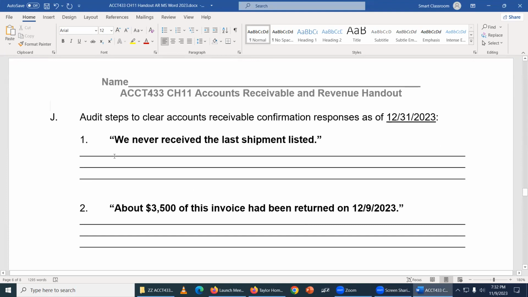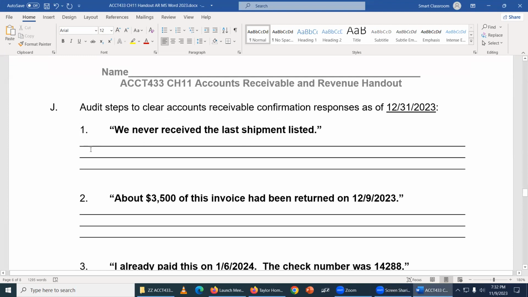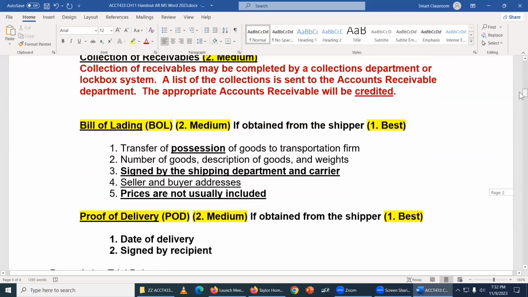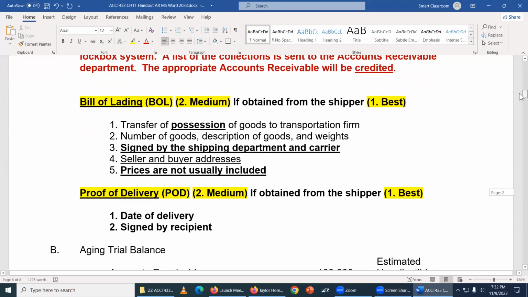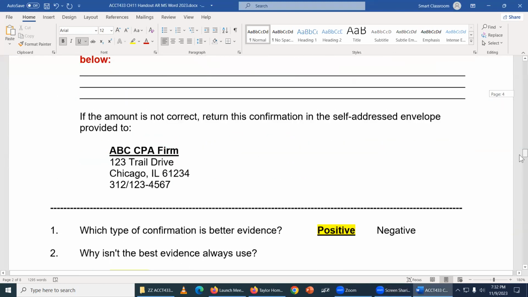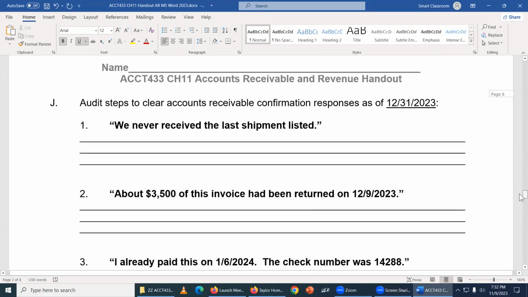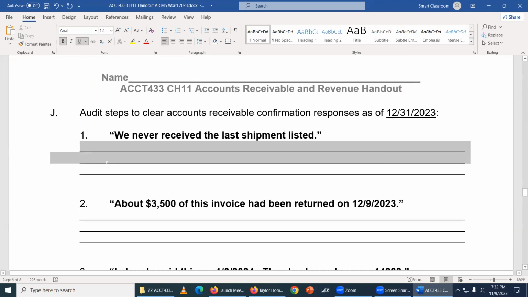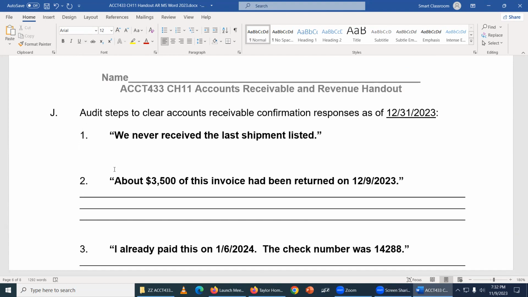Okay. Audit steps to clear the accounts receivable confirmation response. So the first one I get back says we never received the last shipment listed. Think back to our documents. Which documents would we probably look at for that? The proof of delivery or the BOL? It could be the bill of lading or the proof of delivery. Proof of delivery would certainly prove if they actually got it.